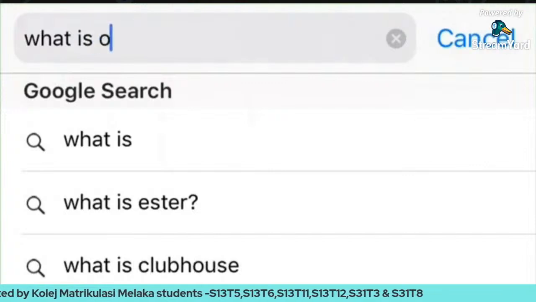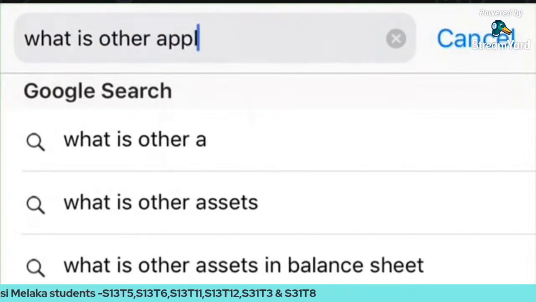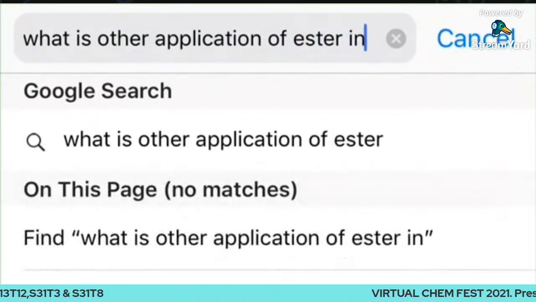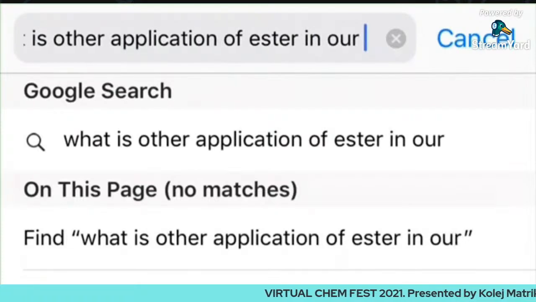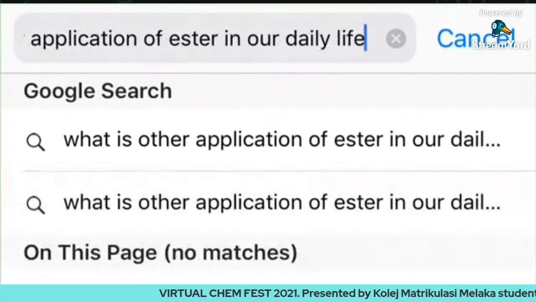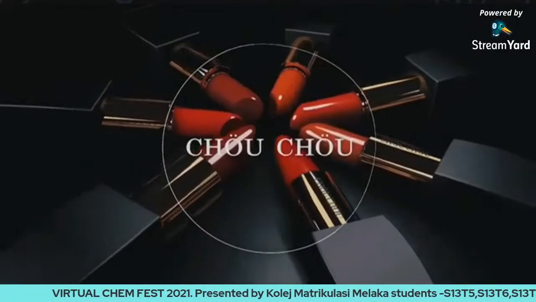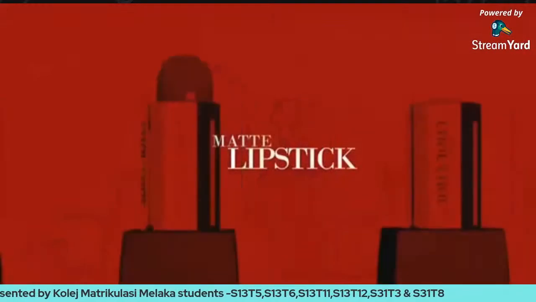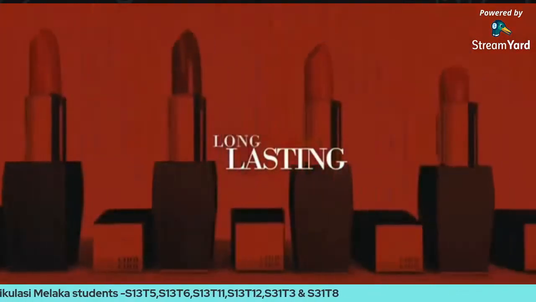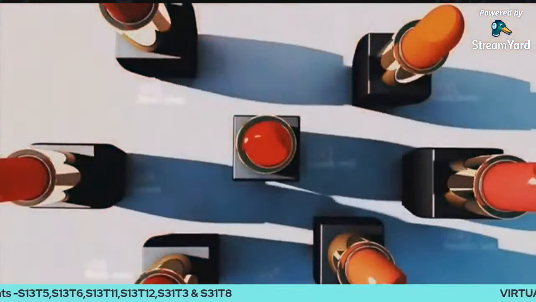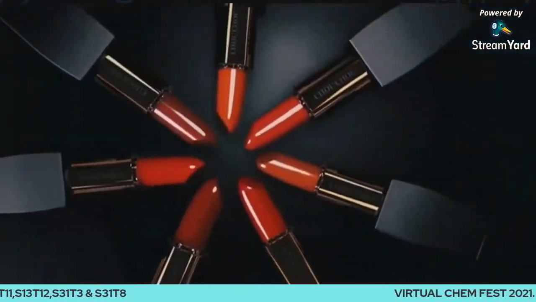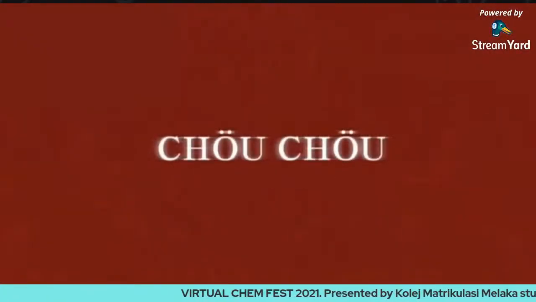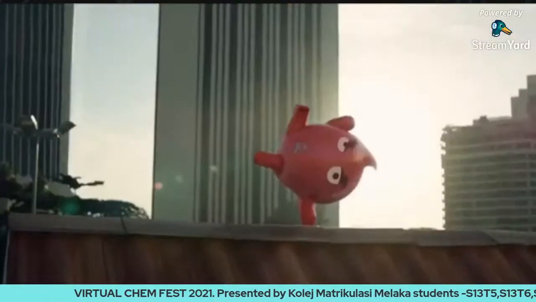But actually, there are more applications of ester in our real life, not just in the production of perfume. So yeah, let's take a look. First and foremost, there is ester in the production of lipstick. Secondly is in the production of paint.